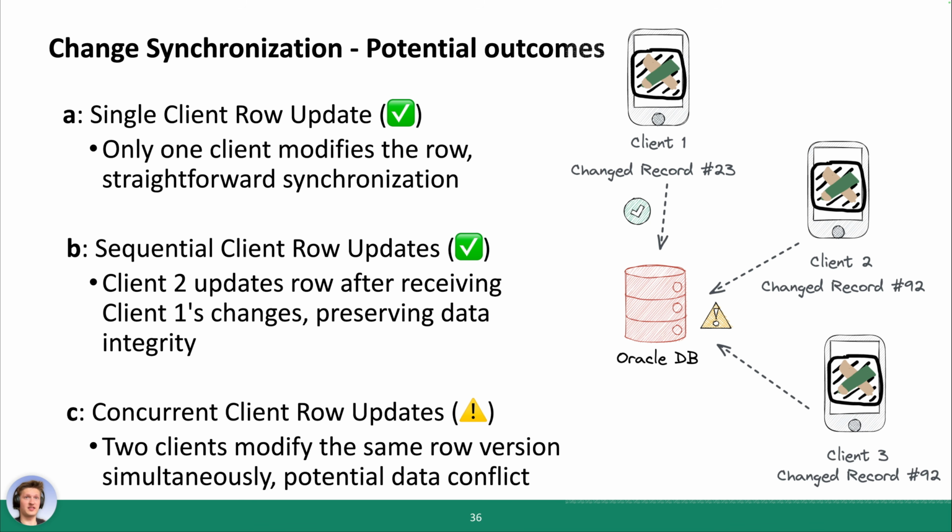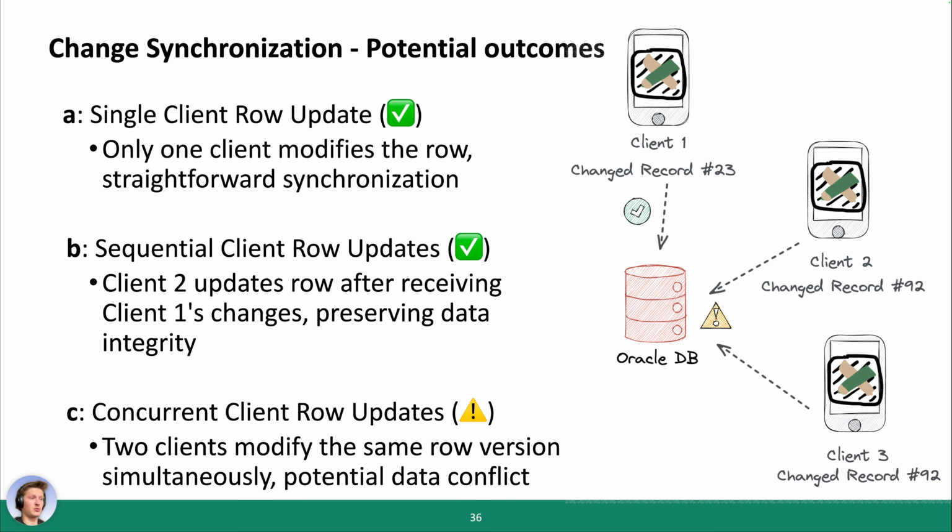If we then synchronize client changes, where somebody just edited a row and now wants to synchronize it back to the database, there are three potential outcomes. First, the easiest one, single client row update. I just change the row, nobody else touches it, I send it to the database, and the database overrides the row. Perfect. Then the sequential client row updates. I change the row in the morning and synchronize it. In the afternoon, a colleague first synchronizes, so gets the update, then changes it and merges back. Also fine, because he did his change on the basis of the database version.